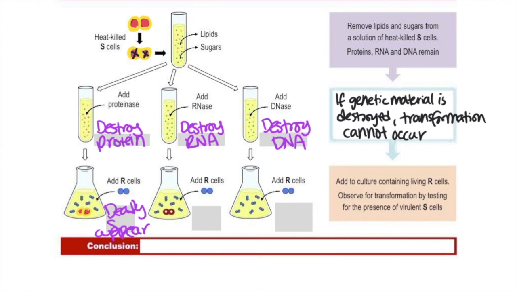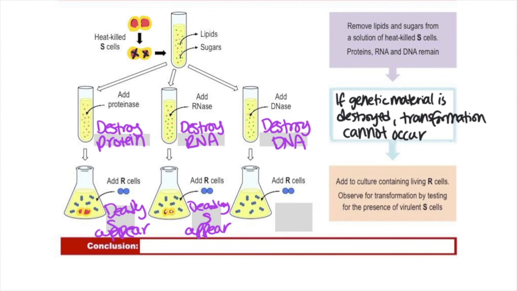Let's take a look at trial 2. They added RNase and they destroyed the RNA. When they added the living, harmless R cells to this mixture, guess what? Transformation still occurred. You can see that right there. These bacterial cells still appeared. So deadly S cells appear. Transformation still occurred. So therefore the genetic material is still present. Therefore RNA is not the genetic material.